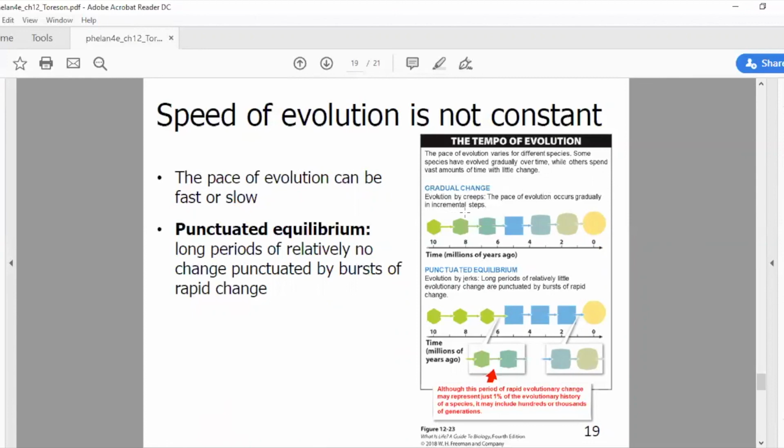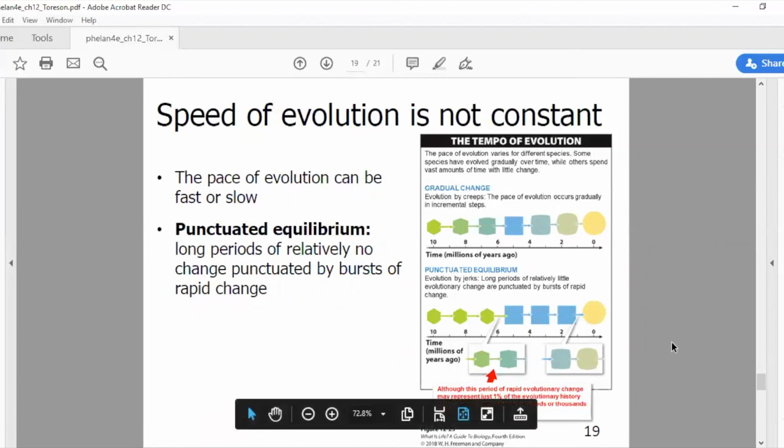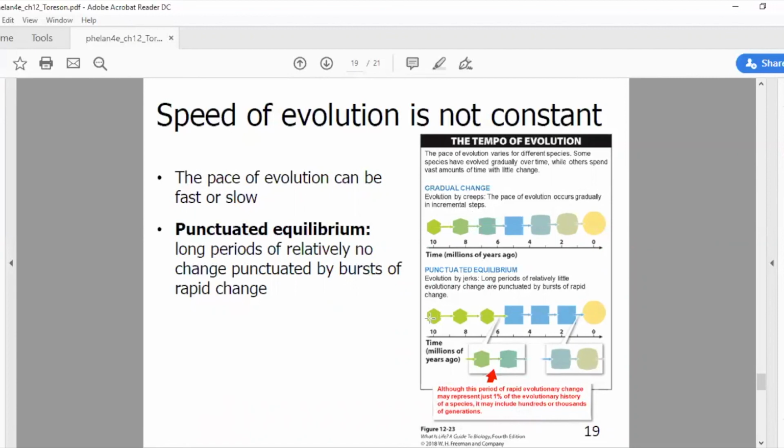We can see the top portion of the figure is representing gradual change in an organism. Slow and steady changes over a period of time to this particular species, as opposed to punctuated equilibrium, which is the bottom portion of this figure, in which we see an organism be unchanged for a relatively long period of time, and then a major shift, and then another period in which the organism does not undergo many changes.